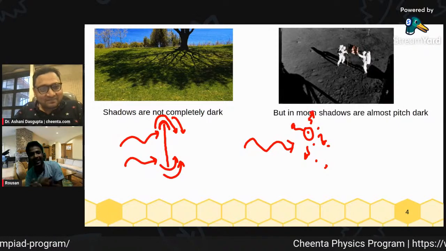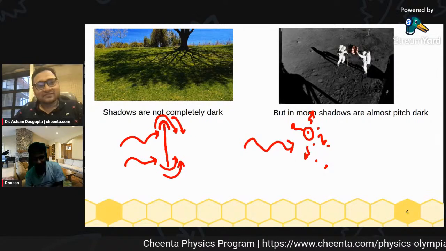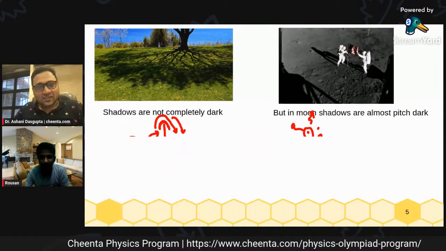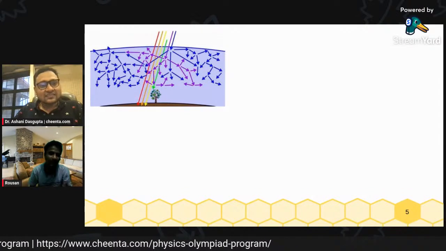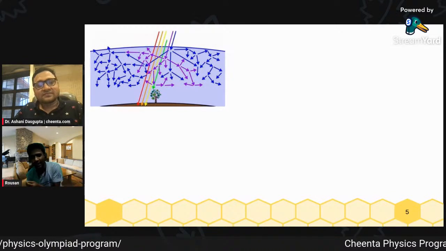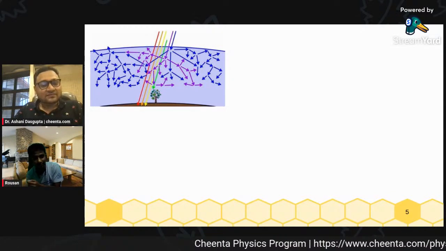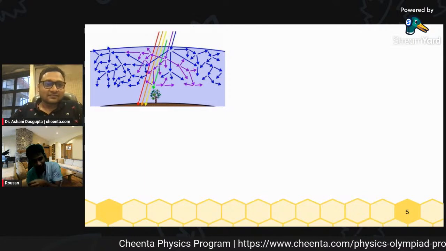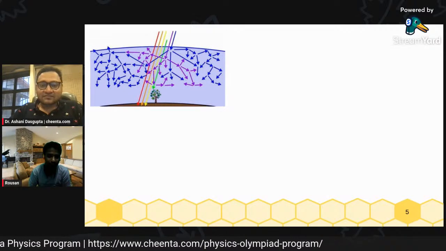Then, like I said, on the moon the shadows are almost pitch dark because there is only diffraction, not scattering. So in the next slide, there is actually a little bit of a picture of scattering. What happens is that when the sun's light comes into our atmosphere, there are many types of gases, dust particles, carbons. So they actually absorb this light and then can re-emit. So that is basically what we mean by scattering.